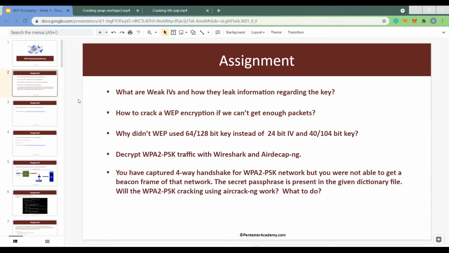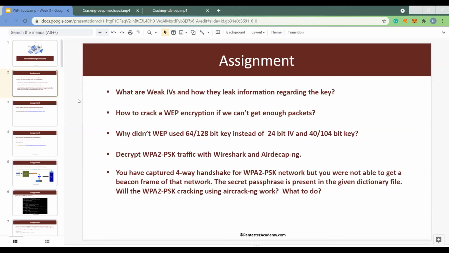The second part of the assignment is these questions that we give, so you can think about them. When you are thinking about these on your own, it will bring more clarity to whatever we have covered and explained. So these were the assignments.